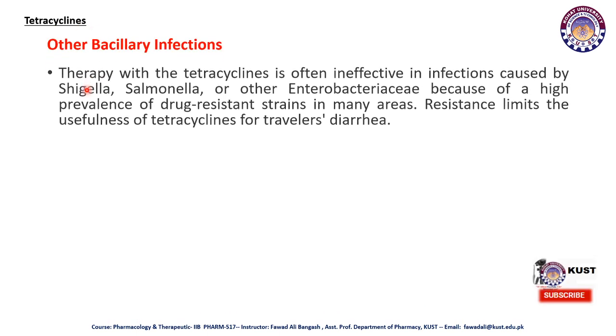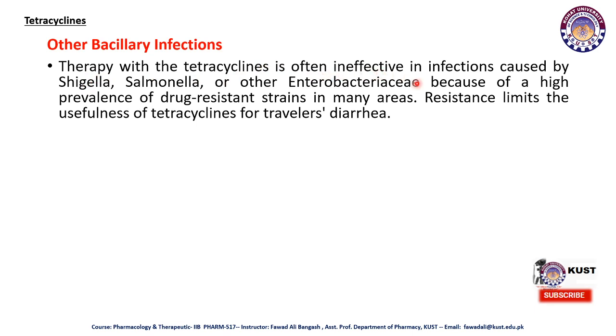In addition, some strains of Vibrio cholerae are resistant to tetracycline. Other bacillary infections: therapy with tetracycline is often ineffective in infections caused by Shigella, Salmonella, or Enterobacteriaceae because of the high prevalence of drug resistance, which limits the use of tetracyclines, for example in Enterobacteriaceae causing traveler's diarrhea. Because of resistance, the use of tetracycline in traveler's diarrhea is decreased.